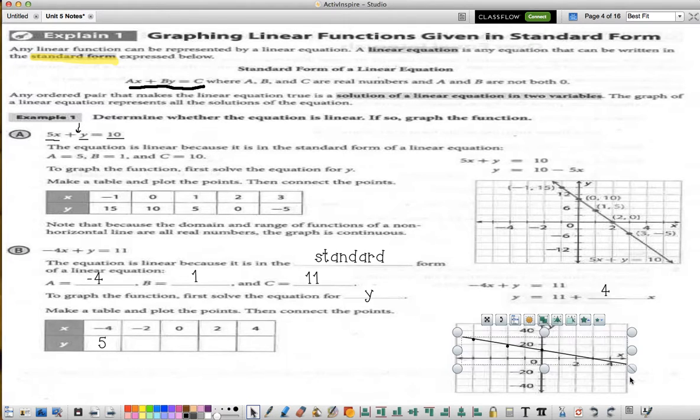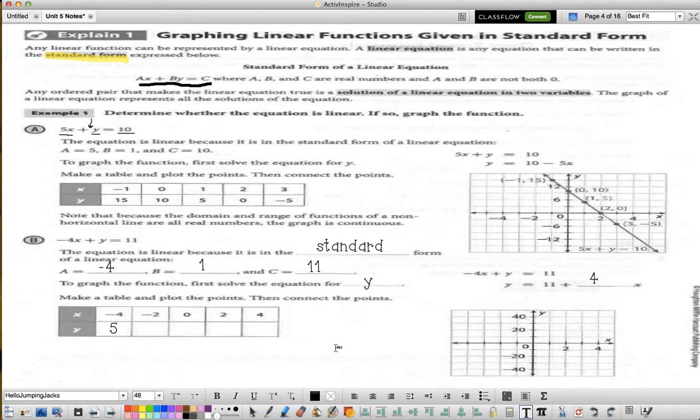All right, and then if I plug in -2, I know that -2 times 4 is -8, plus 11 is 3.